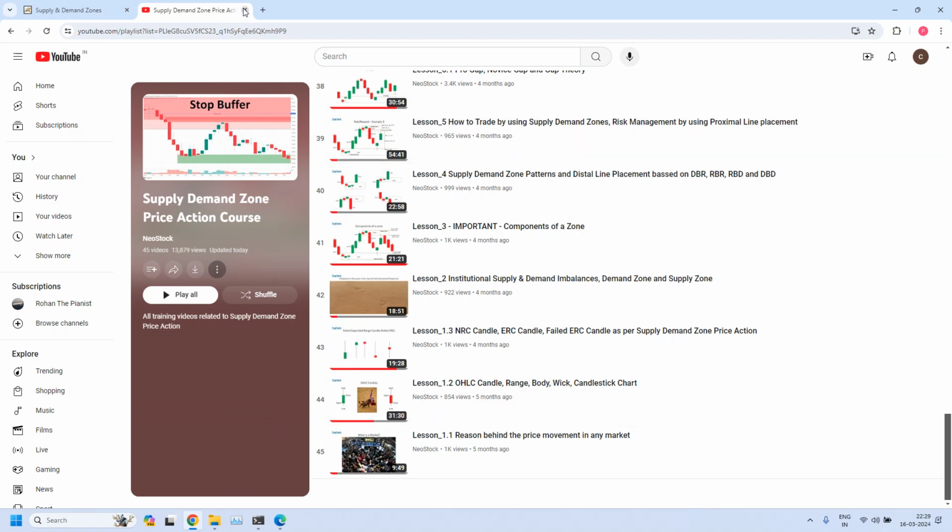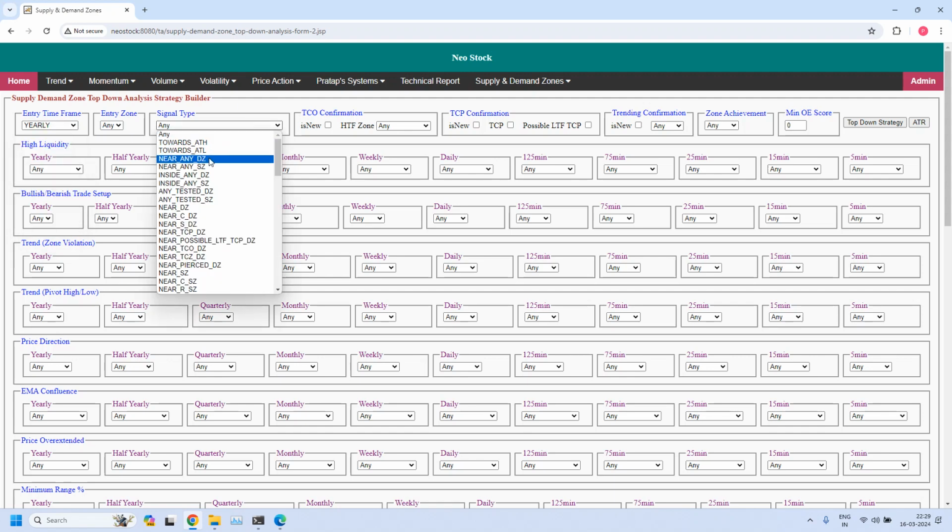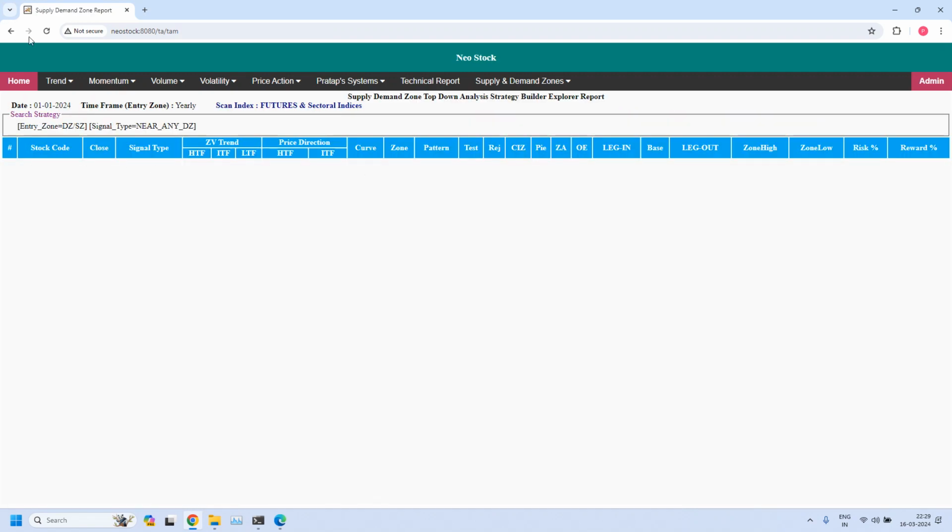Now let's get into report generation with the help of NeoStock software, supply demand zone top-down analysis strategy builder. So let us generate stocks near demand and supply zones for all the time frames starting from yearly. Mostly you won't get stocks near demand and supply zones for the yearly time frame. The reason is most, I think all, of the stocks are either in the demand zone or inside the supply zone. That could be one of the reasons, but we will verify. Sometimes we may find. For the yearly time frame, let us find the stocks near the yearly demand zone. No stocks are there.